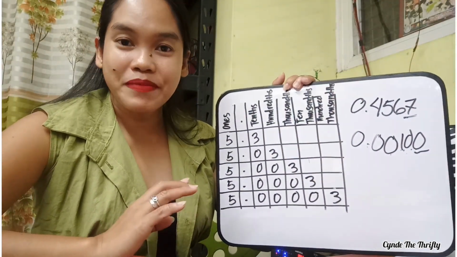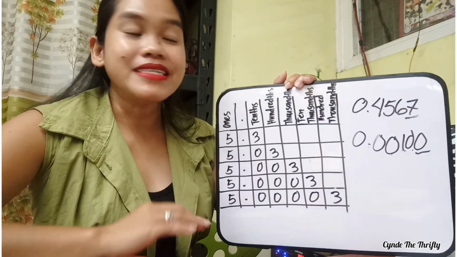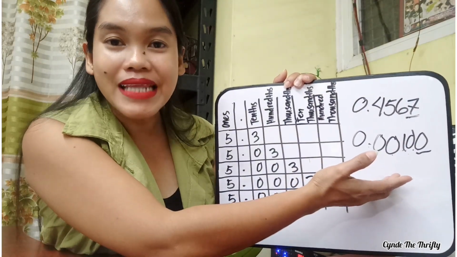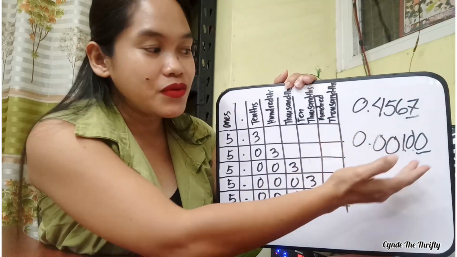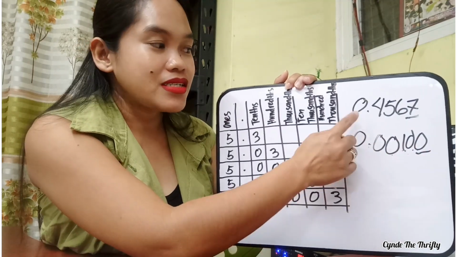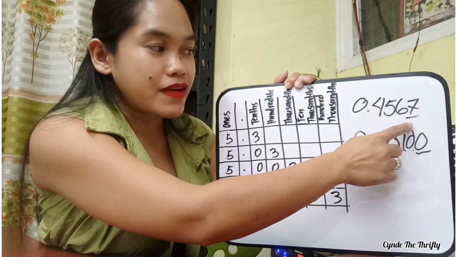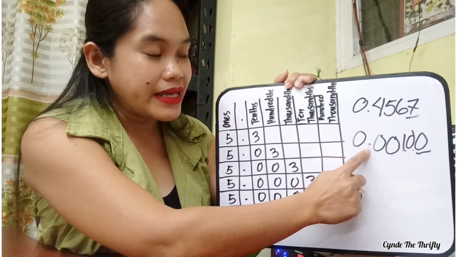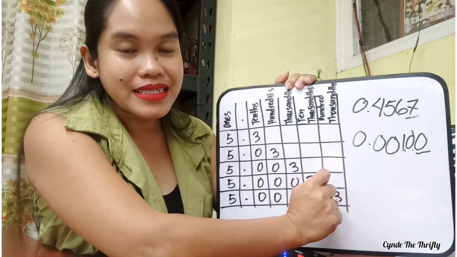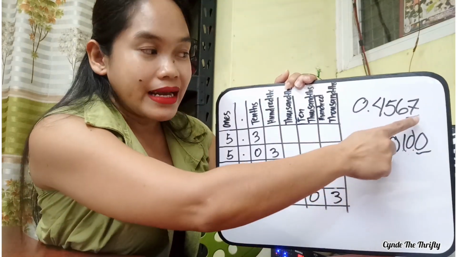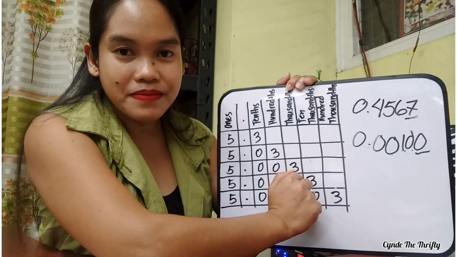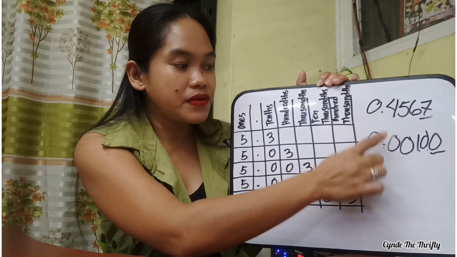Paano nga ulit basahin ang decimal numbers? Tatandaan natin na ang rule number 1 natin is babasahin natin siya as whole numbers and pagkatapos, idadagdag mo ang place value ng last digit sa iyong binasa. Just like 0 and 4,567 ten thousandths, and 0 and 100, 100 thousandths. Huwag niyo pong kalilimutang maglagay ng 0 before the decimal point kapag wala siyang whole number. Just like this one, naglagay tayo ng 0 dito kasi wala siyang whole number.